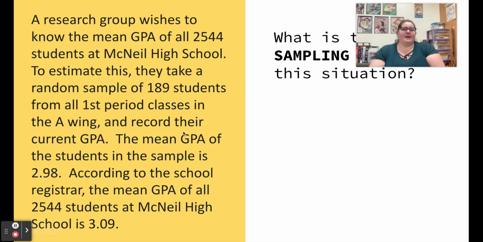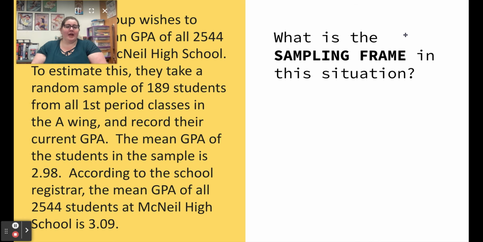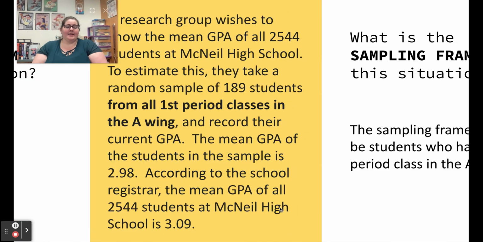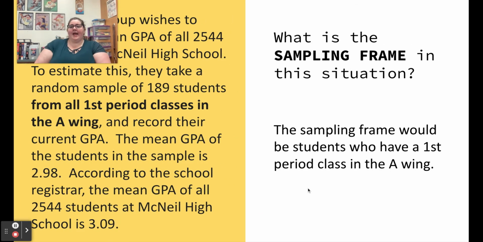An example of that is actually the example that we looked at on the very first day of school in class. We talked about this one about GPA. A research group wants to know the mean GPA of all students at McNeil. To estimate this, they take a random sample. So they do a good job of taking a random sample, but they take their random sample from all first period classes in the A wing. So they're only looking at students who have first period in the A wing. So their sampling frame is students who have first period class in the A wing, right?